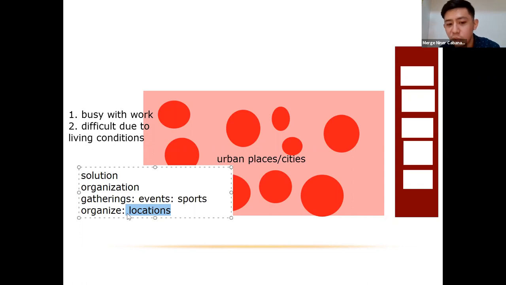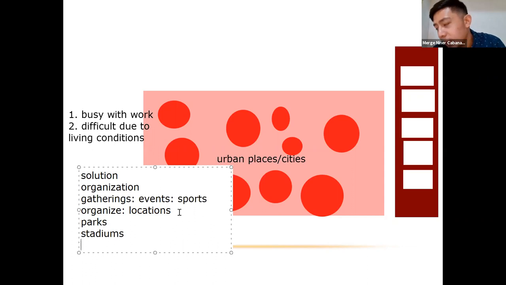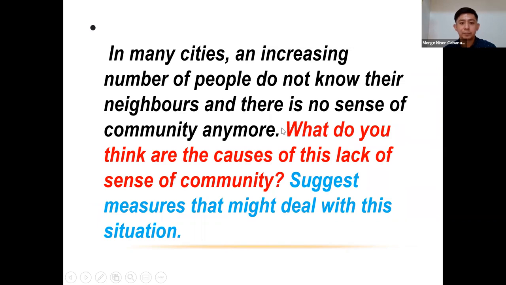So ano ba tong mga locations na to? Bigyan kita ng sample, Nina. Parks. Ano pa? Stadiums. What else? Saan tayo pwede magkita-kita, sa mga magkakapitbahay, di ba? Mga malls. So magtatayo tayo ng mga locations where the citizens can meet each other, such as parks, stadiums, malls, and the likes. So, yun yung aking brainstorm here. So gusto ko, guys, I want you to see how it will turn out as an essay.